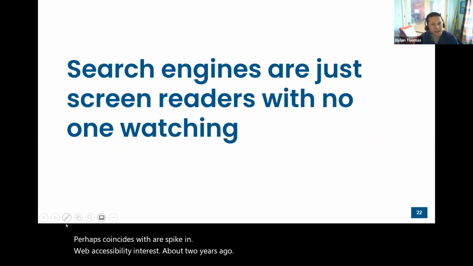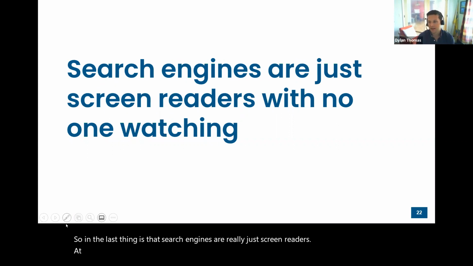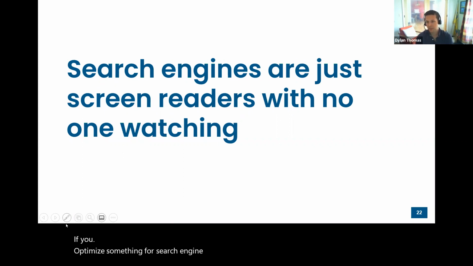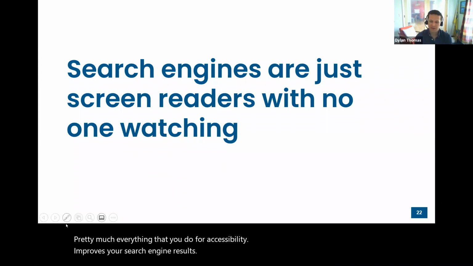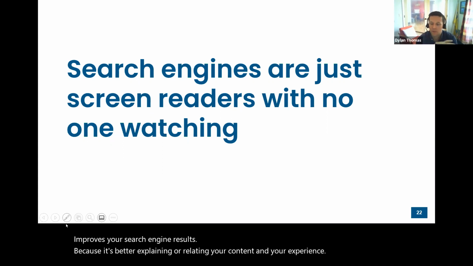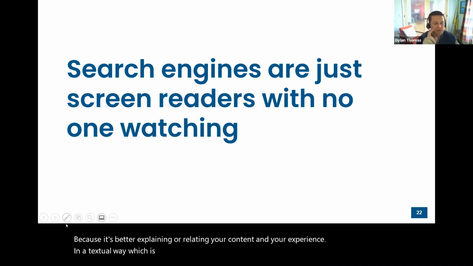And the last thing is that search engines are really just screen readers, they're robots. They look at text, interpret the text, and do something with it. So if you optimize something for a search engine, you're improving it for accessibility. And pretty much everything that you do for accessibility improves your search engine results because it's better explaining or relating your content and your experience in a textual way, which is searchable, machine readable, readable by screen readers, accessible in lots of different ways.